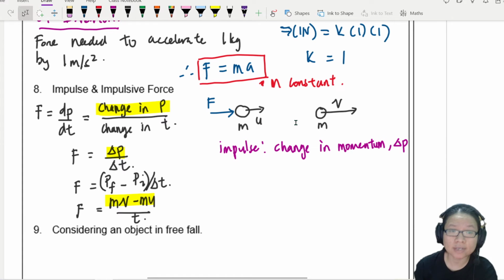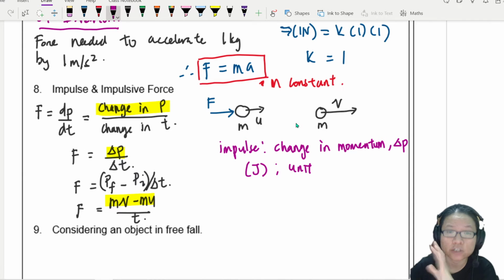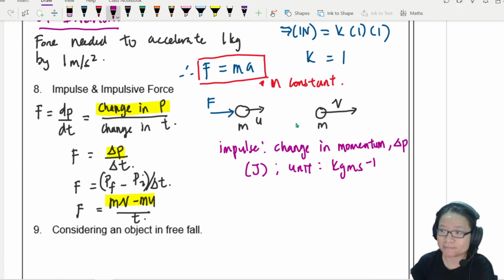But impulse, in a nutshell, is change in momentum. Sometimes they will use the symbol J. And the unit here, because it's change in momentum, will be kg m s^-1.